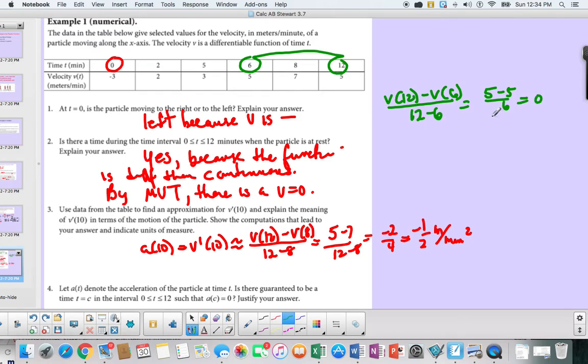This is the average rate of change, and because it's differentiable, I know that the mean value theorem is going to be able to be applied, so that there's going to be some instantaneous rate of change at c, which we could call A of c, in which it's equal to the average rate of change.